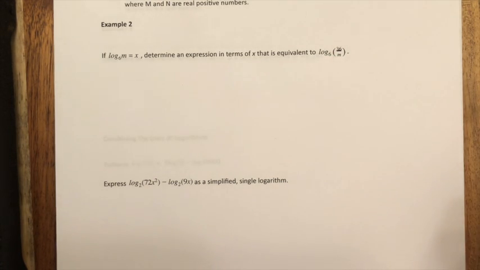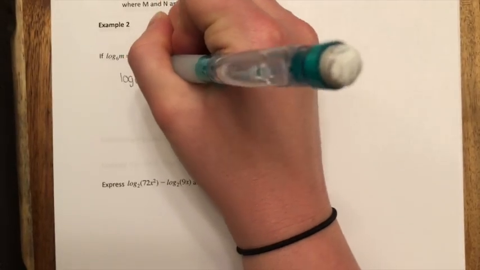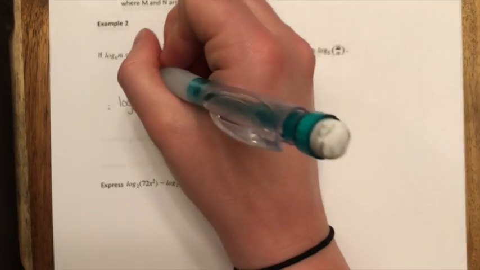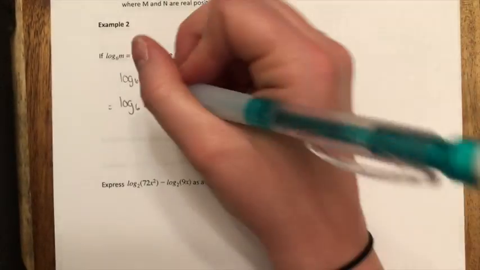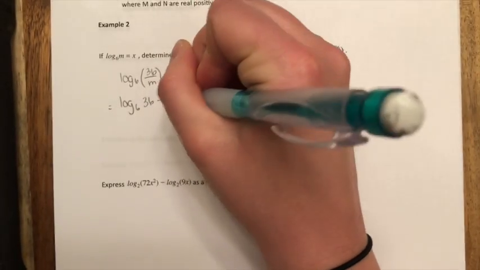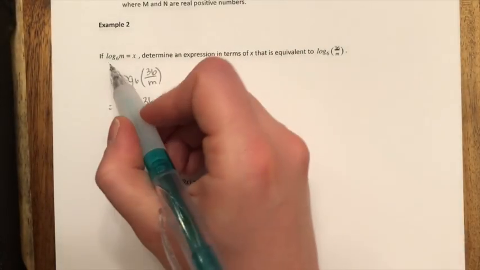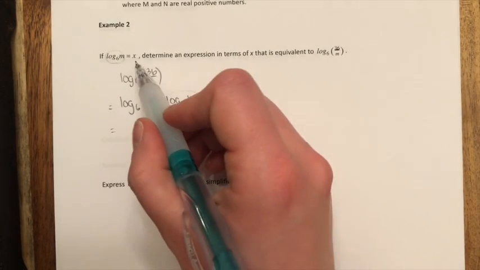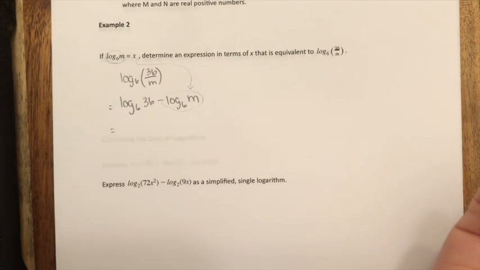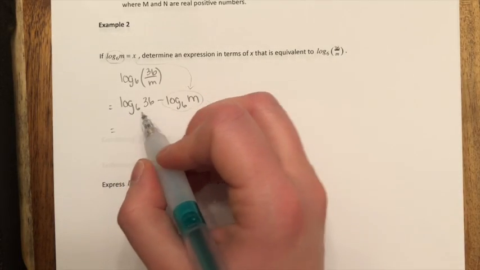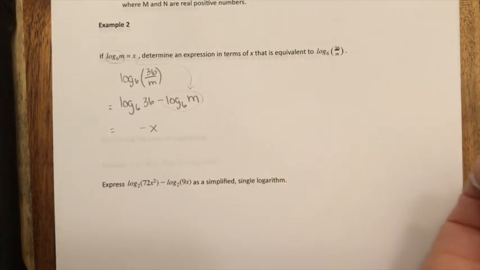The first thing I see here is we have a quotient. So we're going to take that log base 6 of 36 divided by m, and split it into two separate logs. The positive one is whatever is in the numerator, and the negative log is whatever is in the denominator. Right away, hopefully we recognize that log base 6 of m is what we have, so we could replace that with x right in there. It'll be something minus x.